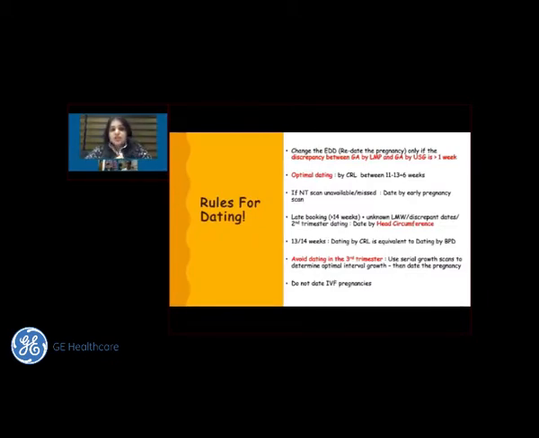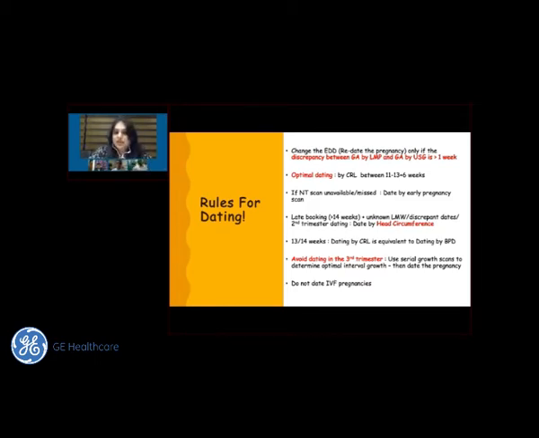Now, you change the estimated date of delivery, that is, you redate the pregnancy, only if there is a discrepancy of 1 week between gestational age by her LMP and gestational age by her ultrasound. So if she is 13 weeks by her last menstrual period and she is 12 plus 5 weeks by the CRL measured at 12 weeks, do not go in and change the dates and add confusion. There has to be a difference of at least 1 week for you to redate the pregnancy. Otherwise, you just go ahead with the EDD which has been calculated according to her last period date.